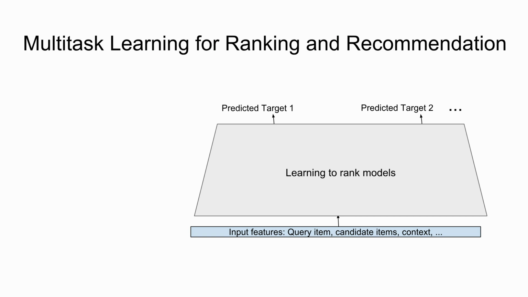So to solve this, we usually have a learning to rank model, which takes as input the users' features, the item features, both content and topic and metadata, as well as some context features, and tries to generate predictions of different targets. And then we combine the targets together to provide a final ranking list.